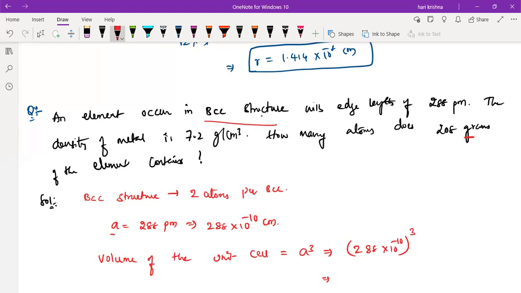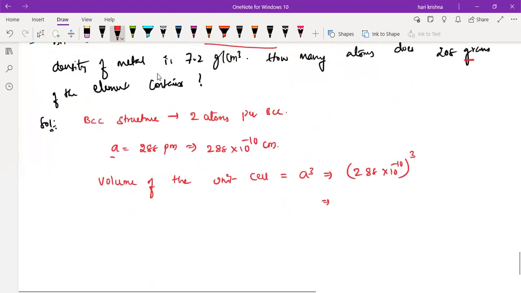(2.88 into 10 power minus 10)whole cube. What is the answer? It's difficult to do the calculation part, right? But you have to practice these cubes and all. So this answer will be 23.9 into 10 power minus 24 centimeter cube.